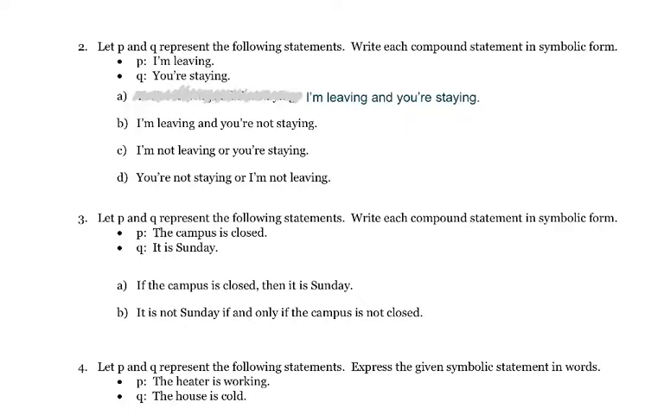So this one we have two statements. P is representing I'm leaving and Q is representing you're staying. And we're going to take each compound statement and write it in symbolic form. So the first one, A, is I'm leaving and you're staying. So that is an and statement and nothing's negated. So that's just going to be represented by P and Q. That is a conjunction.